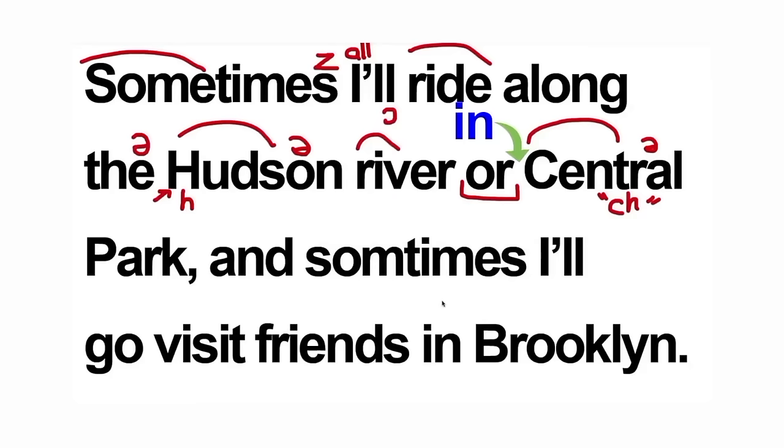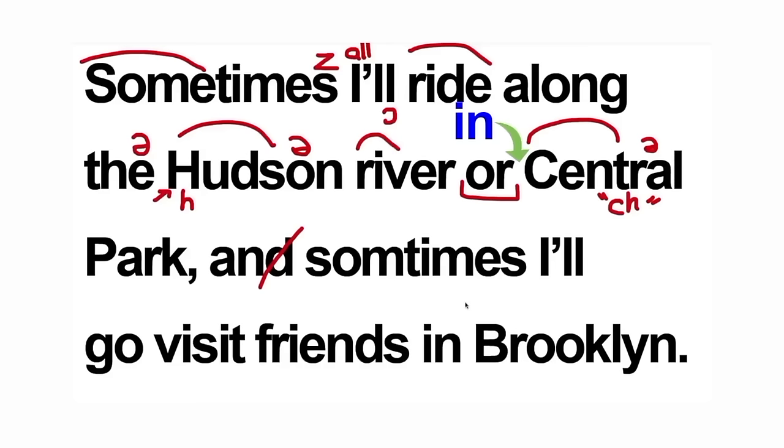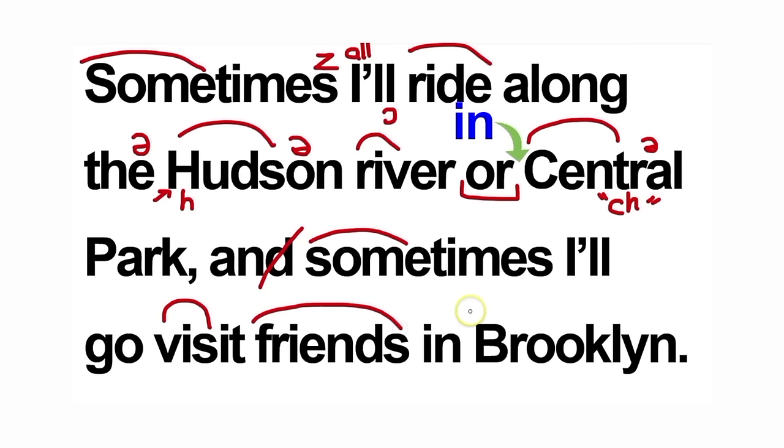And sometimes. I definitely dropped the D in that word. Reducing the word and. And sometimes. Let's talk about stress in that last part of the sentence. And sometimes I'll go visit friends in Brooklyn. What did you hear as being the most stressed syllables? Some, sort of. But even stronger, visit, friends, Brooklyn: verb, noun, noun, the content words.